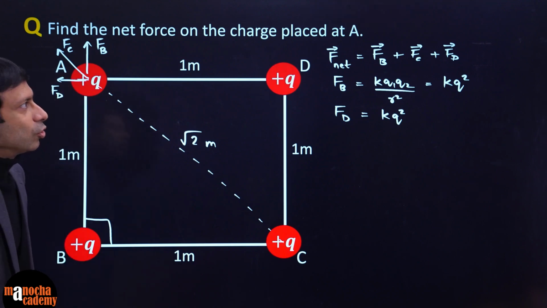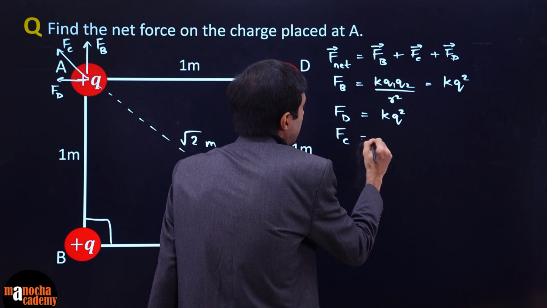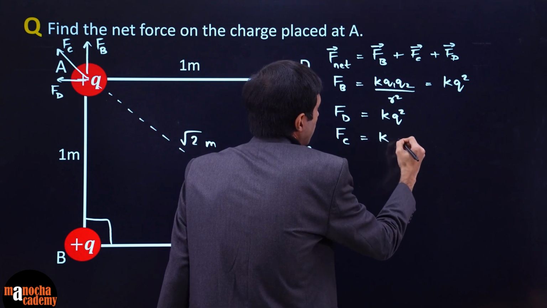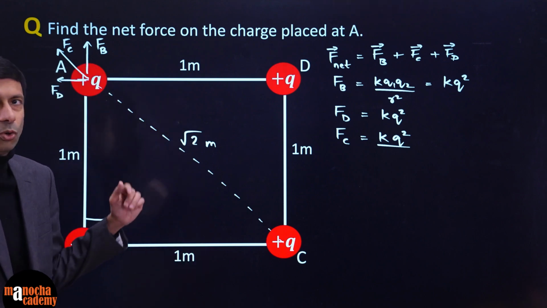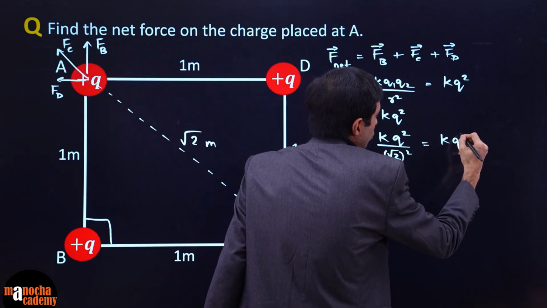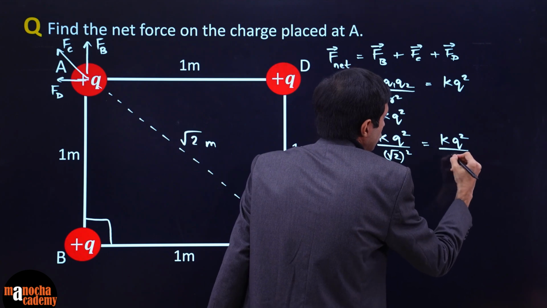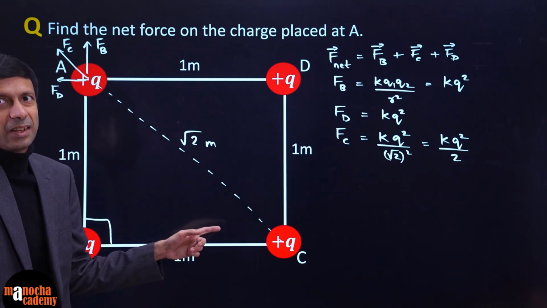Yes. So the force due to the charge at C is going to be K Q1 Q2, which is KQ square, divided by the distance, which will be root 2 square. So basically we get KQ square divided by 2. That's what we have here. That is the force due to C.